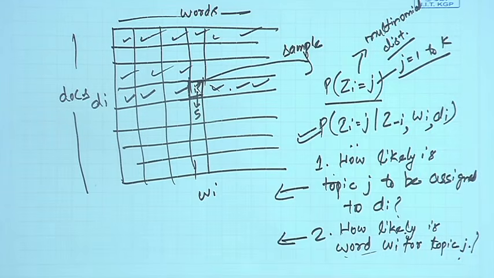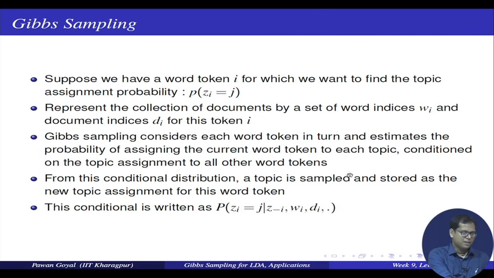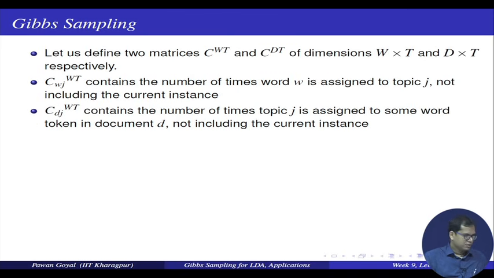So now once the intuition is clear, let us go back to the formulation. From this conditional distribution, you are sampling a topic and storing it as the new topic assignment for the word, and this is written as the probability that the ith word has the topic j given everything else. So how do we achieve this? How do we compute all these values? For that I need to keep two different matrices.